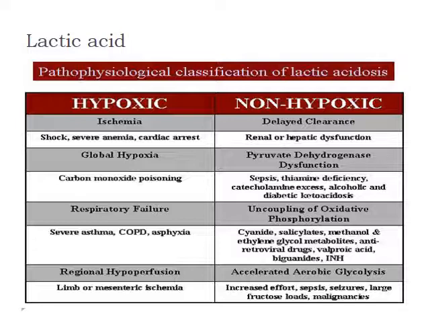So on the left side, we have hypoxic problems, which are ischemia, anemia, cardiac arrest, shock, global hypoxia, carbon monoxide poisoning, respiratory failure, severe asthma, COPD, asphyxia, regional hypoperfusion, which can be from sepsis, limb or mesenteric ischemia. And then on the right, we have non-hypoxic problems that can cause lactic acidosis. We have delayed clearance, and they're talking about our renal clearance, kidney or liver dysfunction, and then sepsis falls into the non-hypoxic category.